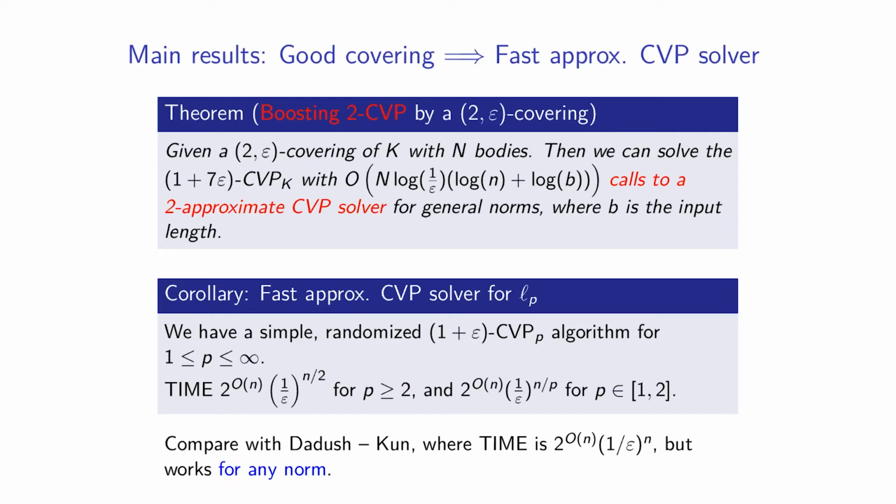So our theorem states that you need to call, say, the Dadush and Kuhn algorithm with epsilon equals 1 about n times log of 1 over epsilon times, and you get a 1 plus epsilon solver for K. So this is the corollary, simply using what we previously stated, the first main result, which says that for LP there is a good covering.